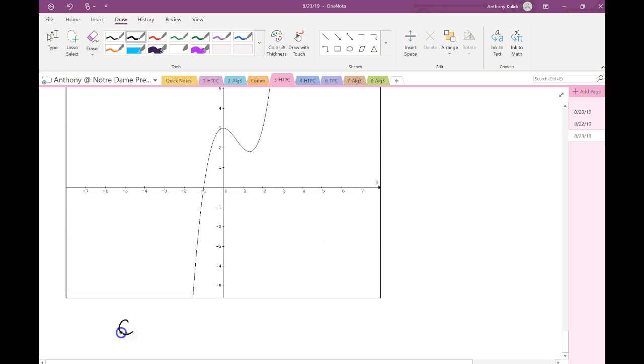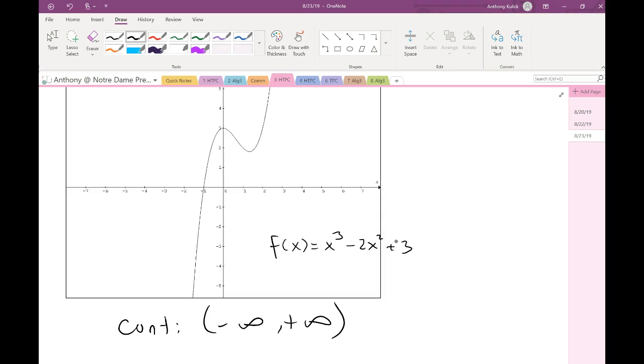So again, if you were talking about where this is continuous, it's continuous everywhere. In general, if you look at that function, x cubed minus 2x squared plus 3, what kind of function is that? Polynomial. Guess what we can say about all polynomial functions? They're everywhere continuous. All polynomials are everywhere continuous, which hopefully shouldn't come as a surprise, right?